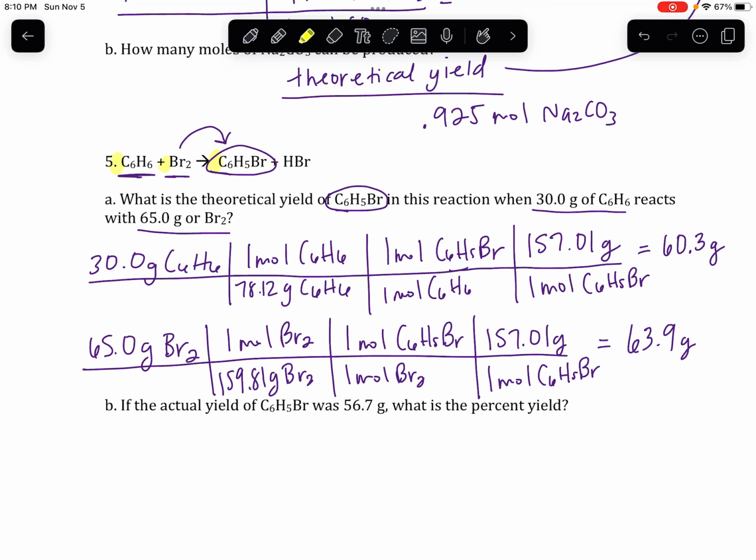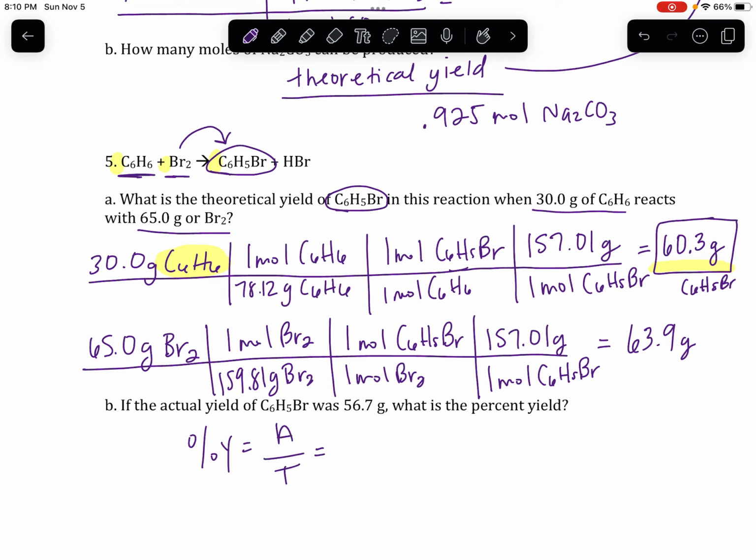So this is my smallest amount. So that means this guy is my limiting reactant, right? Because I ran out of him before I could get to 63.9. He can only make 60 grams, which is the smallest amount, which means he ran out first. So my theoretical yield is 60.3 grams of that C6H5Br, okay?